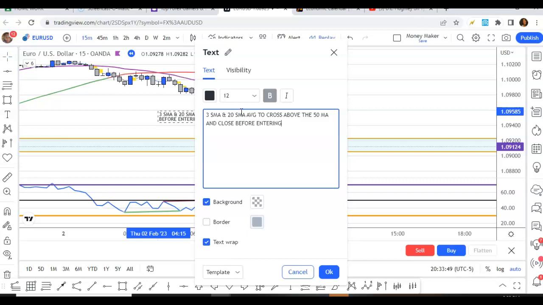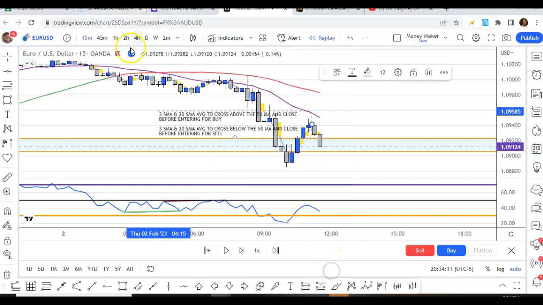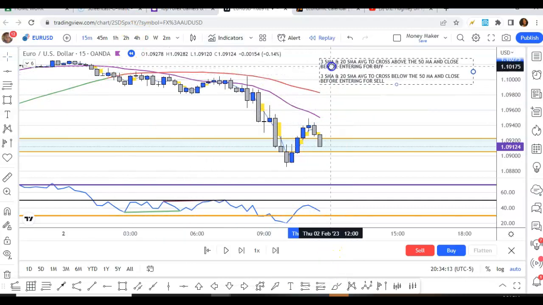Before entering for a buy. If you're looking for a sell, you're looking for the 30 and the 20 to cross below the 50 moving average for a sell. Pretty simple, right? Alright, let me go ahead and show you what that looks like for the buy and the sell in this one scenario, and then I would like for you to backtest so you'll know how to use this strategy.